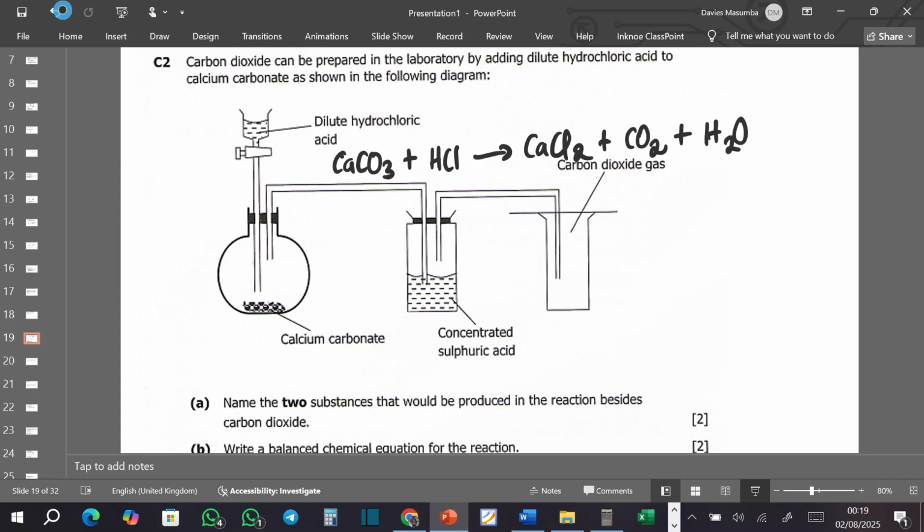Okay, so here you put a 2, then it is balanced. So that is that. So when they said name the two substances that would be produced in the reaction besides carbon dioxide, it is just calcium chloride and water, right? Then write a balanced chemical equation for the reaction, which is this one.